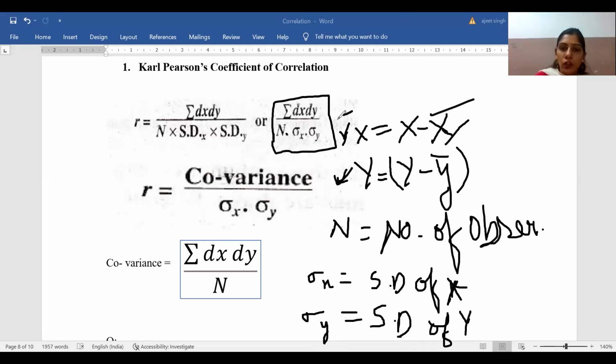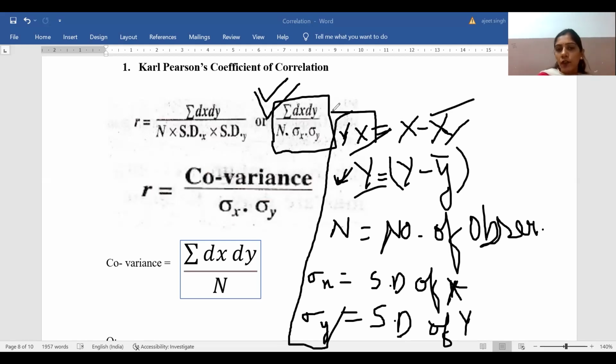So now we already know how to calculate the value of r. The basic formula for calculating the value of r is sum of dx dy upon n into standard deviation of x and standard deviation of y. So first of all, we have to calculate the value of x, value of y. For calculating value of x and value of y, we have to calculate the mean for both the series. Then n is the number of observation, and sigma x is standard deviation of x, and sigma y is standard deviation of y.